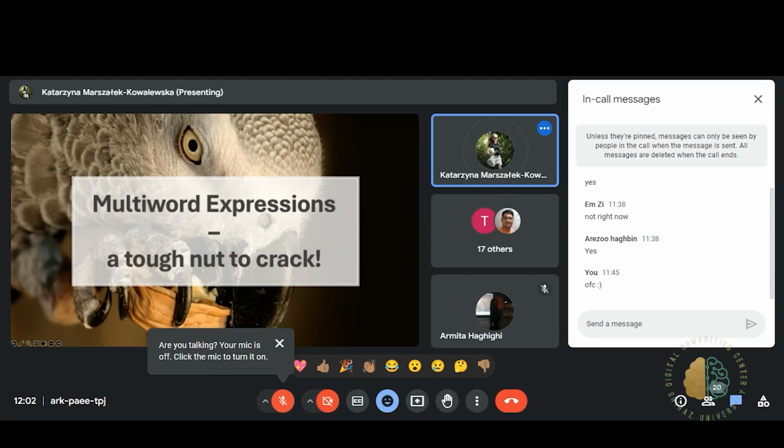Take the very phrase "a tough nut to crack". Tough nut to crack is a multi-word expression itself, okay? So they really span over a number of different linguistic types in language.